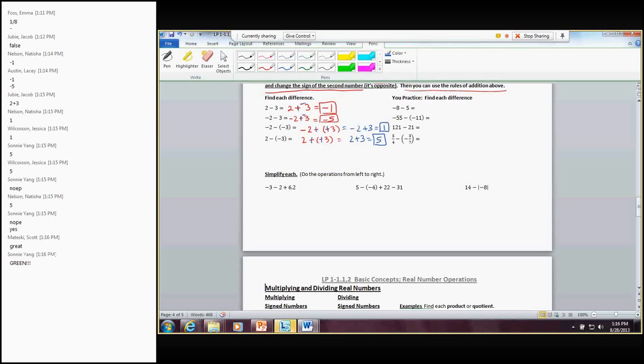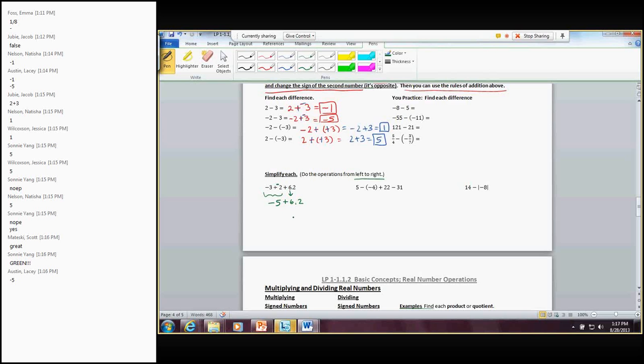Okay, let's go on. Now, in your homework, there's some problems that have multiple things to do. So if you look at the bottom of that third page, it says, simplify each. So all I want you to do from right now is to go left to right. So let's look at this. What's negative 3 minus 2? Or you can say negative 3 plus a negative 2. Negative 5. Then copy down the rest of it. So plus 6.2. What's negative 5 plus 6.2?